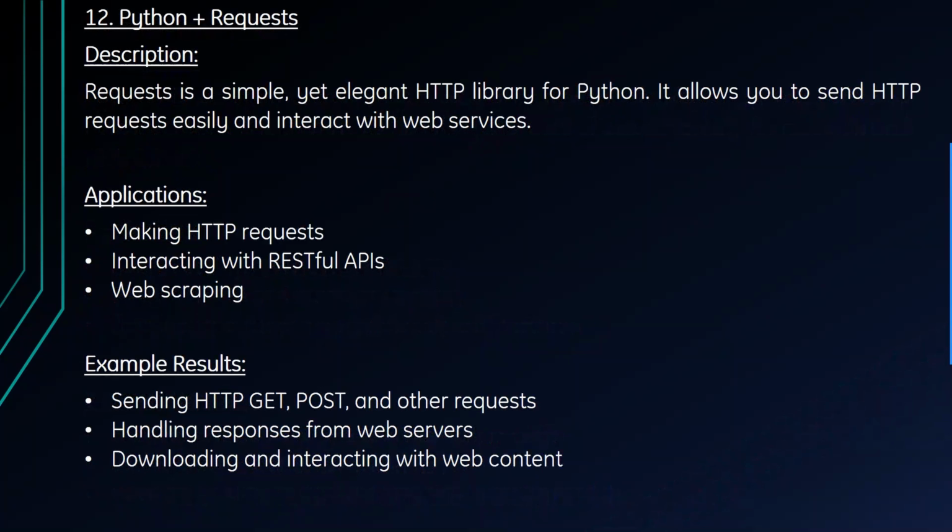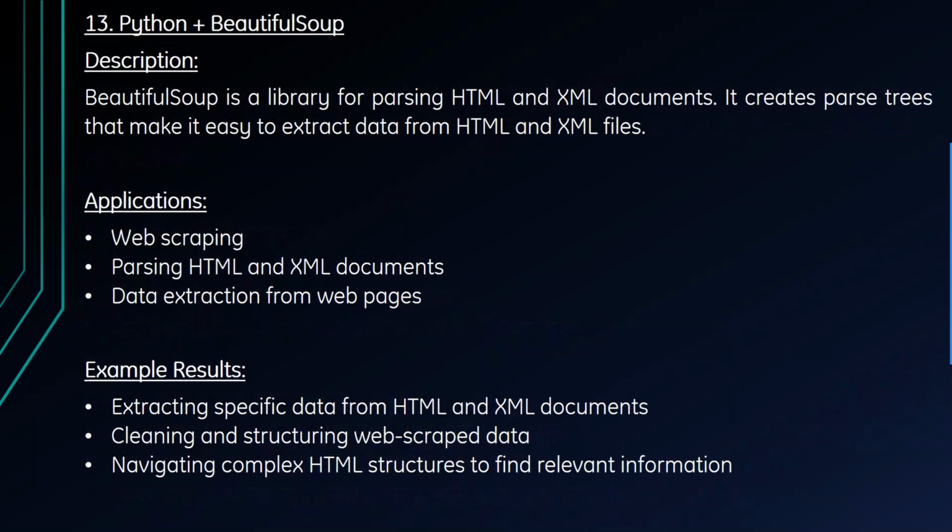Moving on, we have Beautiful Soup. Beautiful Soup is a library for parsing HTML and XML documents to create parse trees that make it easy to extract data from HTML and XML files. Here the applications are web scraping, parsing HTML and XML documents, and data extraction from web pages. Examples are extracting specific data from HTML and XML documents, cleaning and structuring web scraped data, and navigating complex HTML structures to find relevant information.